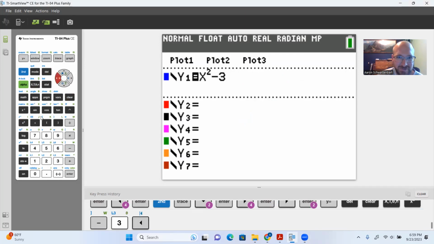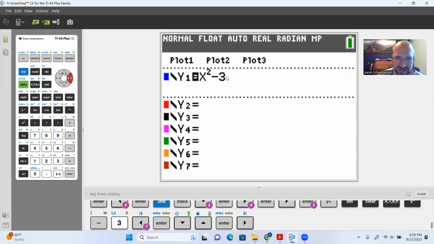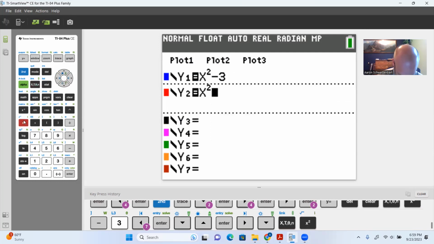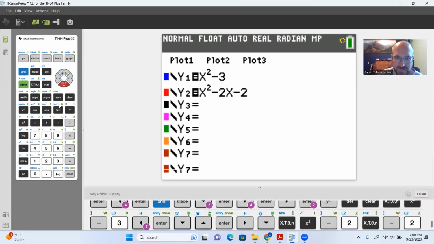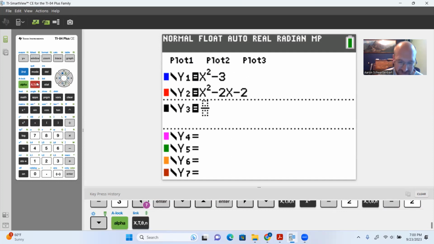And this you can turn your graphs on and off by having anything with the equal sign darkened is on, anything without it darkened is off. And again, I got a fraction for this third one.